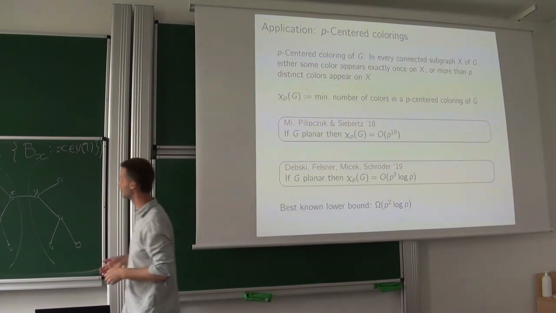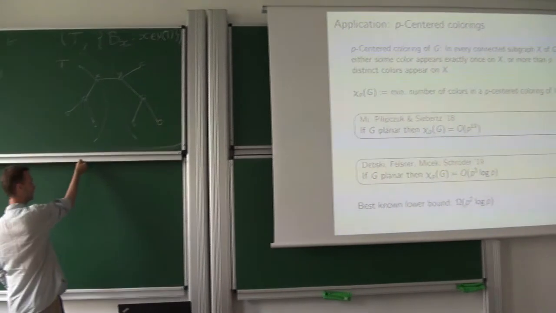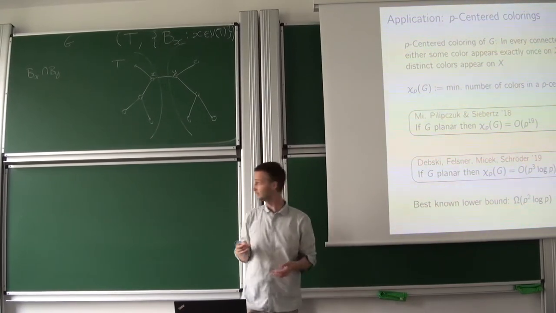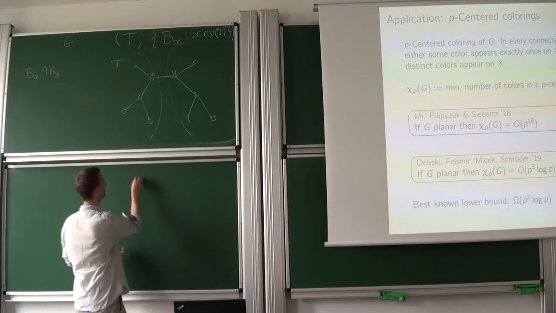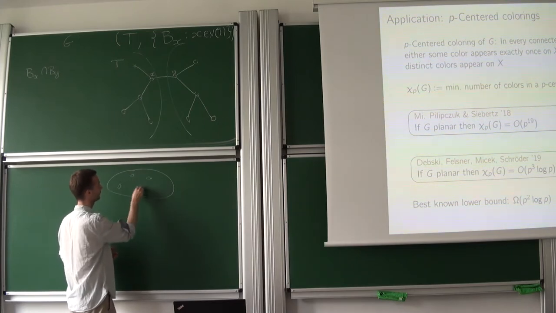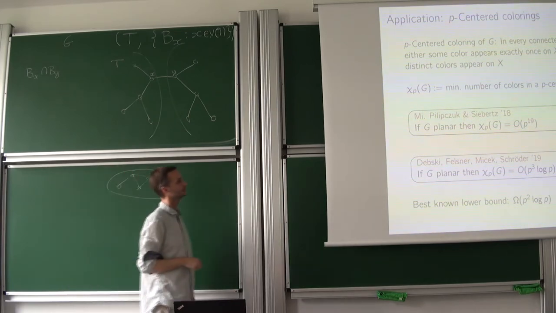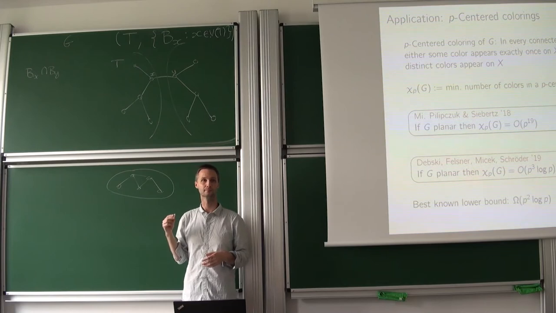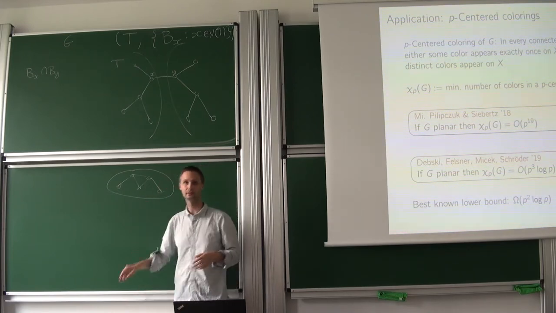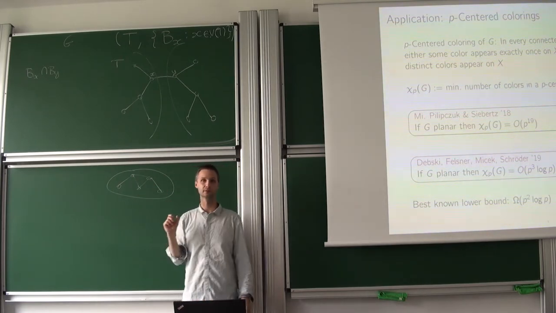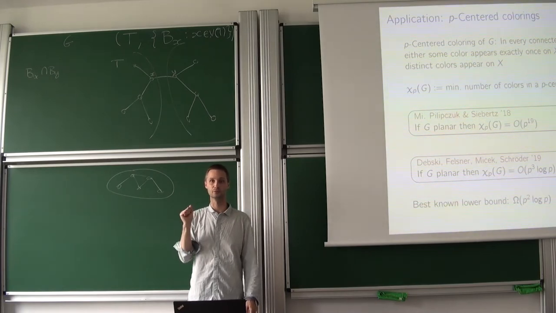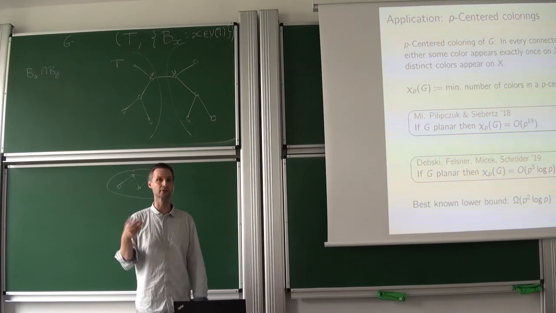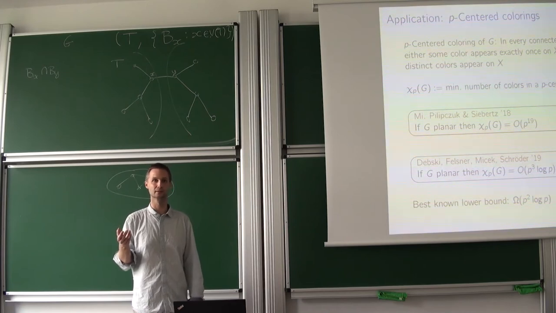The definition is on the slide, but let me introduce it slightly differently by first looking at what a centered coloring is, so without the p. That's a vertex coloring with the following property: whenever you look at some connected subgraph in your graph, there should be a color in your coloring that appears exactly once on these vertices. That's the notion of a centered coloring. For those of you that are familiar with tree depth, the minimum number of colors in a centered coloring is the same as tree depth. That's one way to define tree depth.